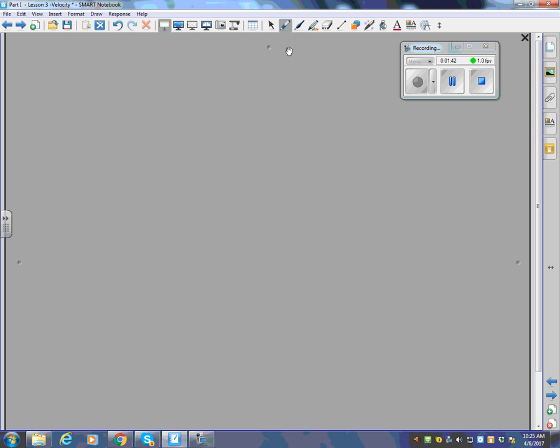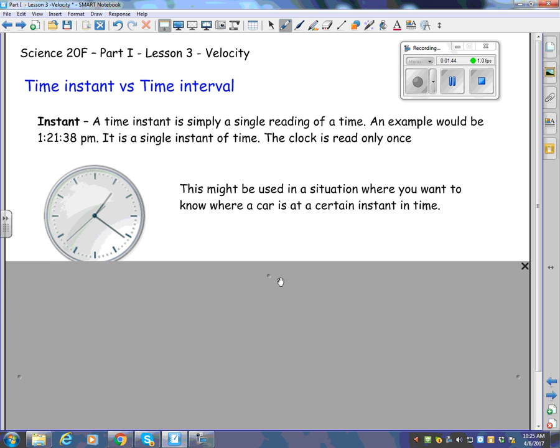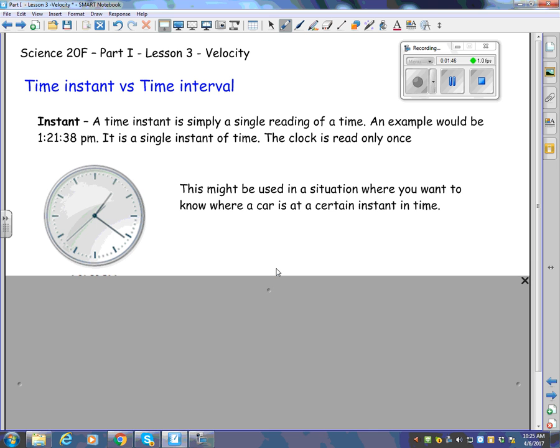This is overly complicated. Like I made it more complicated than it really needs to be. So time instant versus a time interval. An instant is simply a single reading of a time, a single look at the clock. Tiffany, you writing stuff down? Because there's blanks there you need to fill in. A single reading of a time. An example would be 1:21:38. You look at the clock, and that's the time. A single instant of time. The clock is read only once.